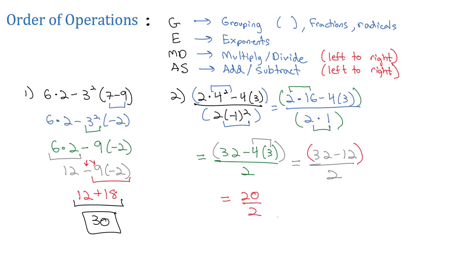Now that all the groupings have been simplified, we'll look for any exponents. There are none. But we do have multiplication and division, specifically division. 20 divided by 2 is 10. When we're solving problems with multiple operations, we'll use GEMDAS to help us figure out the order to simplify the expression.